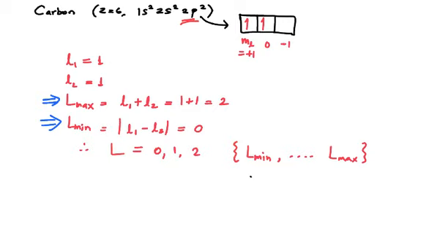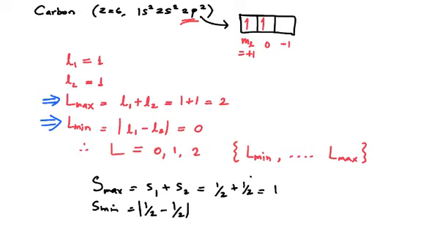Now similarly, if you want to find out spin, then total S will be, let's start. S maximum will be S1 plus S2, and they have spin of half, right? So half plus half equals 1, and S minimum will be half minus half, which is 0. So similarly, S will be 0 or 1. Okay, so we got this value and this value.